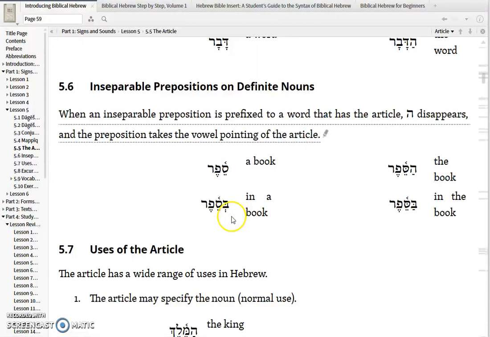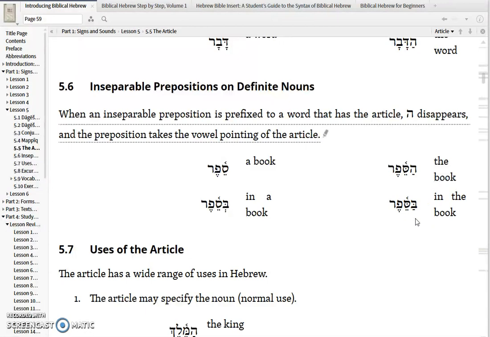Now, if you take a book and add the preposition, you want to talk about in a book, it would be besefer, accent over the samekh here. But if you take hasefer and want to add the preposition, well, you add a bet with the shva, but what happens is that the bet will supplant the hey. I always describe it like squash, smash it into the vowel, and so what you end up with is basefer. It should have been behasefer, but they got lazy. Behasefer slurred together and became basefer.